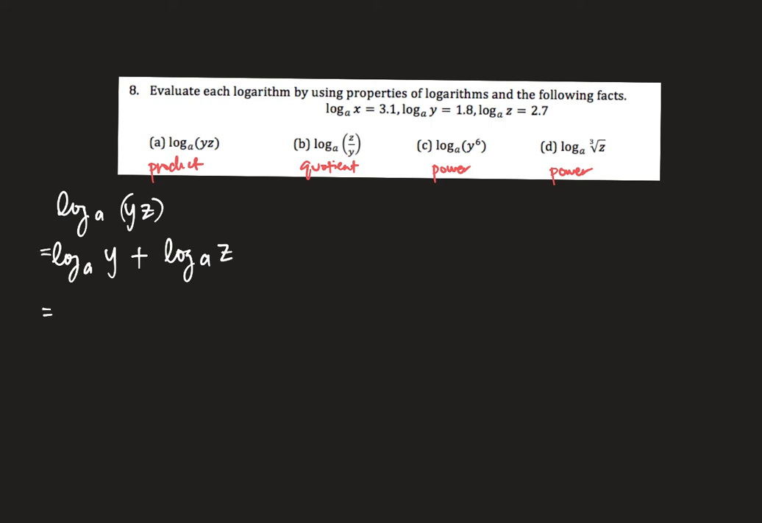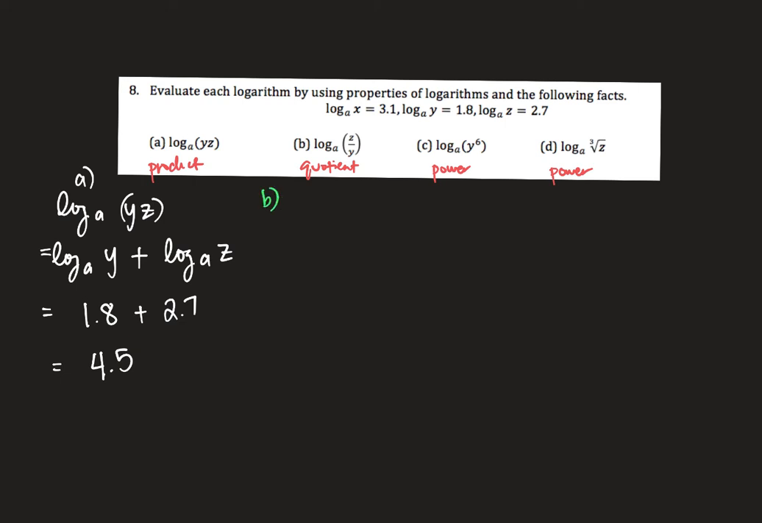And we do have an equation for log base A of y, which is 1.8. Log base A of z is 2.7, which would give us 4.5. That was letter A.